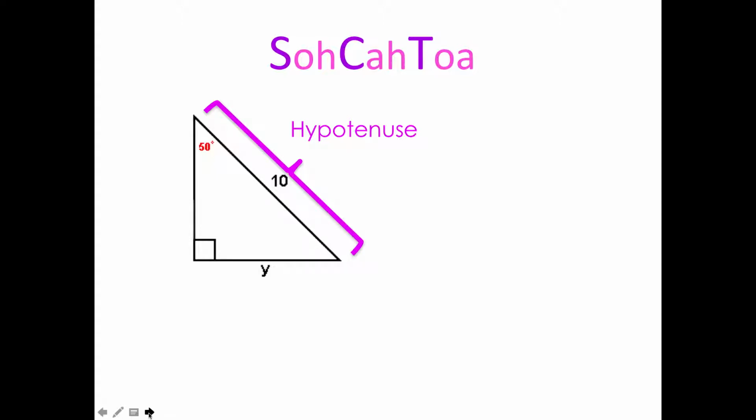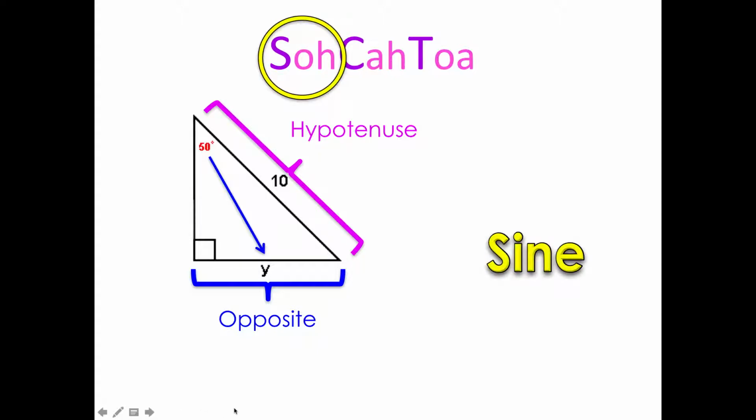So we're labeling 10 as my hypotenuse. I'm labeling y as my opposite. Now I have to determine which trig function I'm going to use in order to solve this problem. I'm going to look at my acronym, SohCahToa, to determine which trig function I'm going to use. Looking up there, I have opposite and hypotenuse, which means I have O-H. Since I have O-H, that means I'm going to be using my sine.